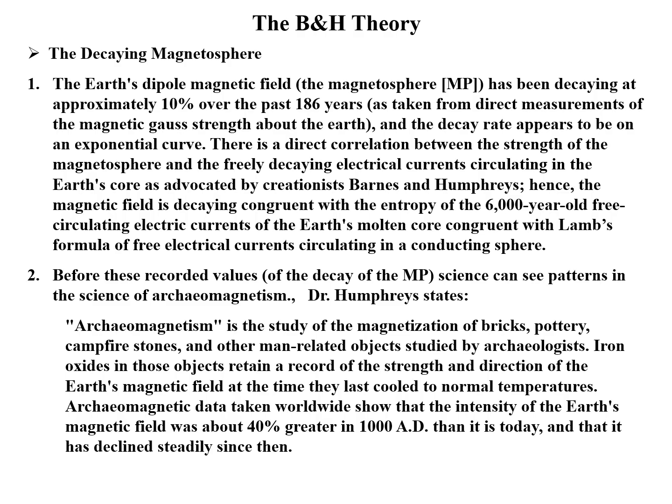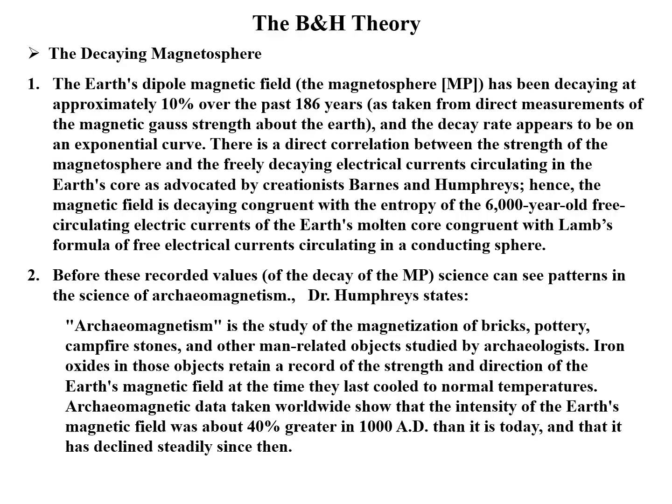Decaying magnetosphere. The Earth's dipole magnet field, the magnetosphere, MP, our acronym for the magnetosphere, has been decaying approximately 10% over the past 186 years, as taken from direct measurements of the magnetic Gauss strength about the Earth, and the decay rate appears to be on an exponential curve.